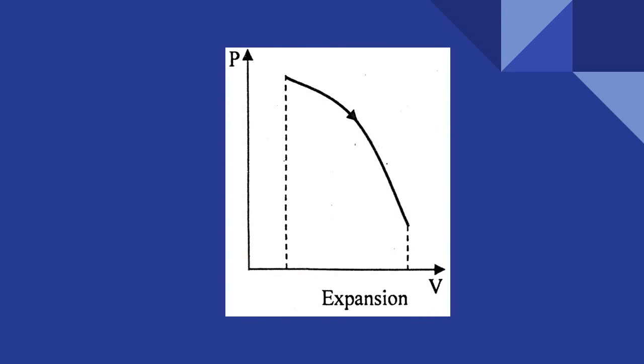This is the PV diagram for an expansion process. Expansion means volume is increasing. You can see that this is the initial stage and this is the final stage. The direction of the process you can see from this arrow mark. First the volume is low, finally the volume is high, so it is expanding. When volume is increasing, you can see that pressure is decreasing.